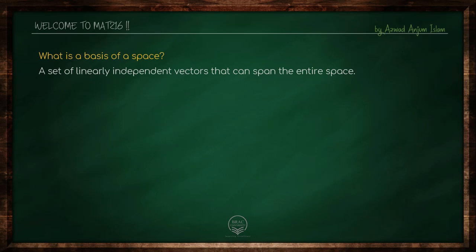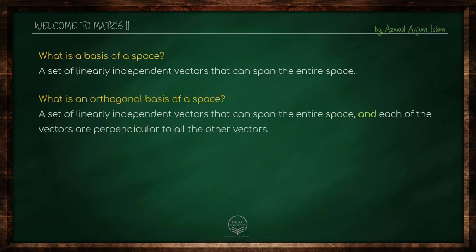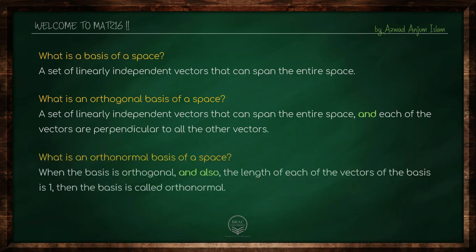What do we call an orthogonal basis of a space? A basis is a set of vectors, right? So if each vector of that set is perpendicular to each other, we call that an orthogonal basis. The term orthogonal actually means perpendicular. So if we have some vectors, let's say v1, v2 and v3, if v1 is perpendicular to v2 and v3, similarly v2 is perpendicular to v1 and v3, and so on, we can call that basis an orthogonal basis of that space.